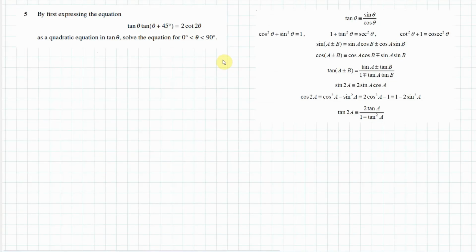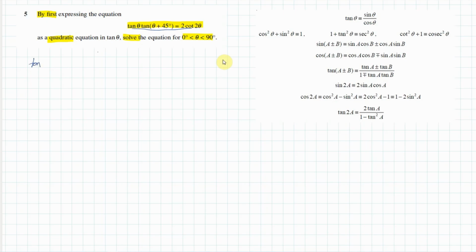Here we have question 5. It's a trigonometry question: by first expressing the equation as a quadratic in tan theta, solve the equation for 0 is less than theta is less than 90. So there's two parts to this. My first job is to write this as a quadratic.